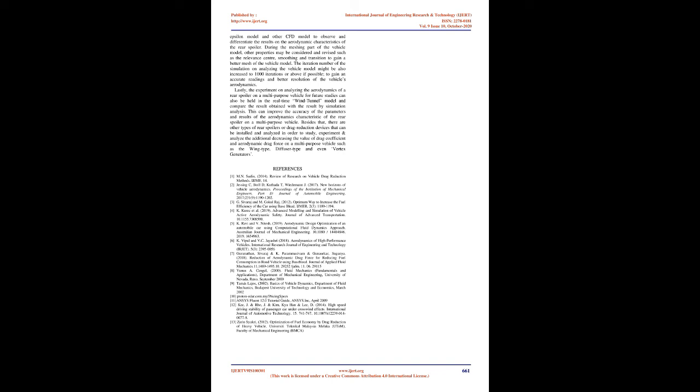Lastly, the experiment on analyzing the aerodynamics of a rear spoiler on a multi-purpose vehicle for future studies can also be held in a real-time wind tunnel model and compare the result obtained with the result by simulation analysis. This can improve the accuracy of the parameters and results of the aerodynamic characteristics of the rear spoiler on a multi-purpose vehicle. Besides that, there are other types of rear spoilers or drag reduction devices that can be installed and analyzed in order to study the additional decrease in the value of drag coefficient and aerodynamic drag force on a multi-purpose vehicle, such as the wing type, diffuser type and even vortex generators.